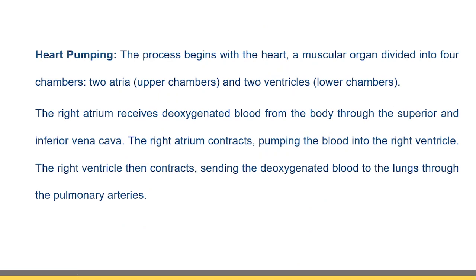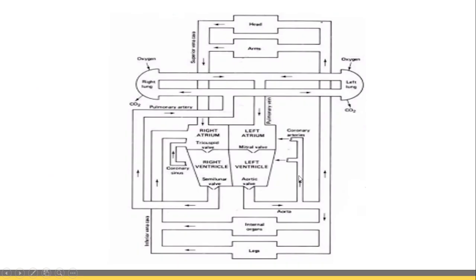Before that, the sequence of operations in the cardiovascular system. The process begins with the heart, which is a muscular organ divided into 4 chambers, 2 atria and 2 ventricles. The right atrium receives the deoxygenated blood from the body through the superior and inferior vena cava. The right atrium contracts, pumping the blood into the right ventricle. The right ventricle then contracts, sending the deoxygenated blood to the lungs through the pulmonary arteries. This sequence of operations performed in the heart is called the systemic cardiovascular circulation.